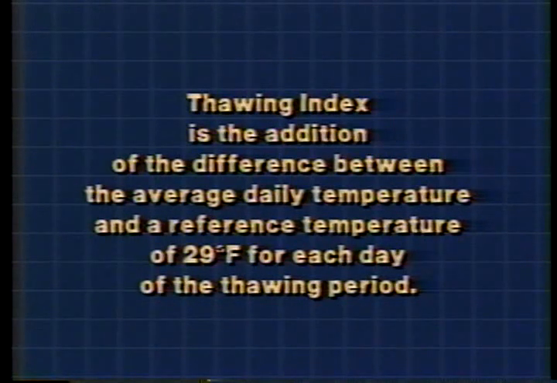Thawing index is the addition of the difference between the average daily temperature and a reference temperature of 29 degrees Fahrenheit for each day of the thawing period. As you can see, thawing index is calculated similarly to freezing index. However, it is used for the thawing period. The reference temperature is subtracted from the average daily temperature, and the reference temperature is 29 degrees rather than 32 degrees Fahrenheit used for the freezing index.